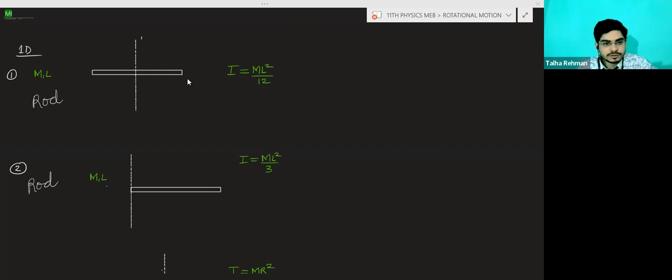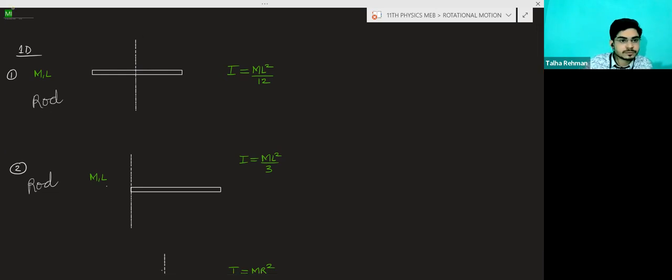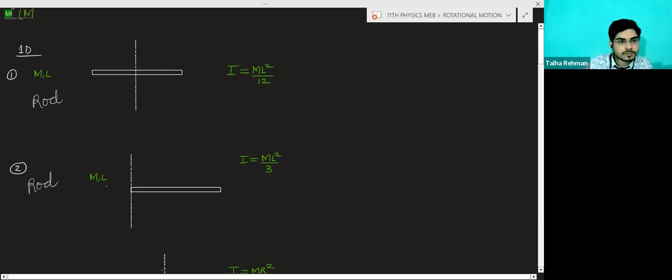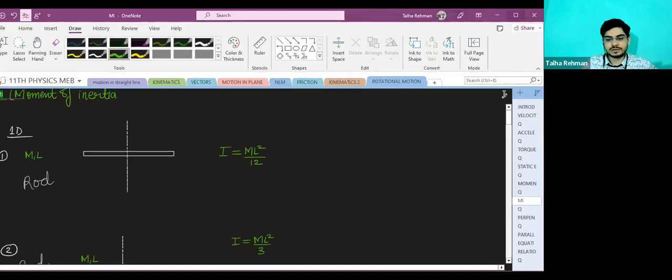This is a rod. This rod has the mass m and length l. So the moment of inertia of the rod.